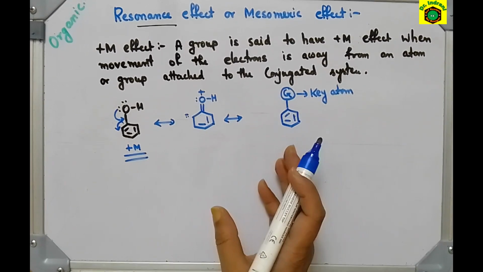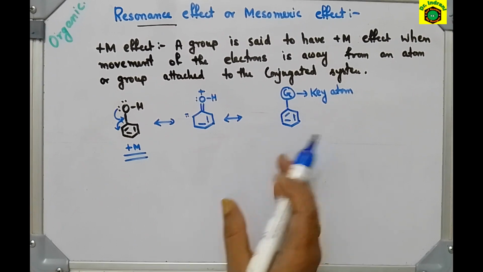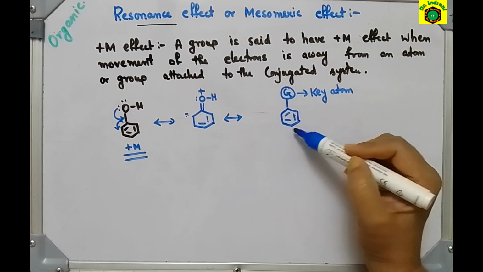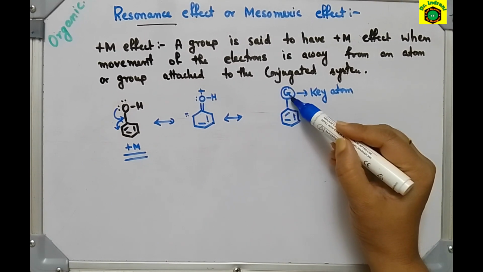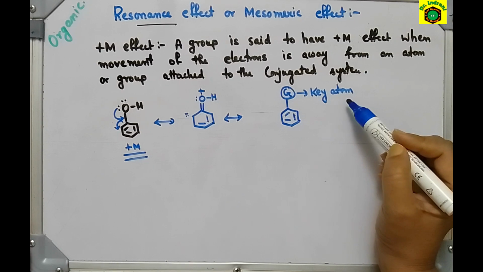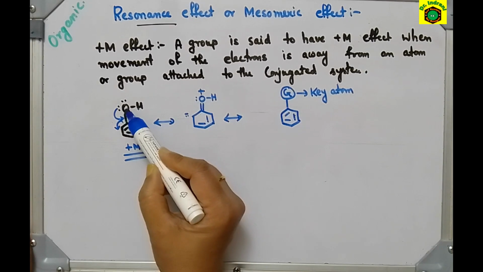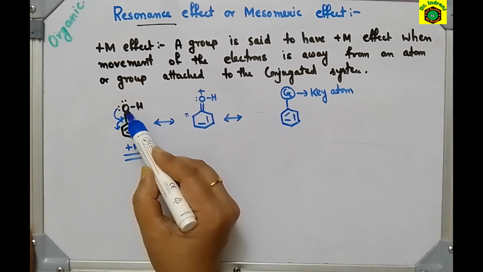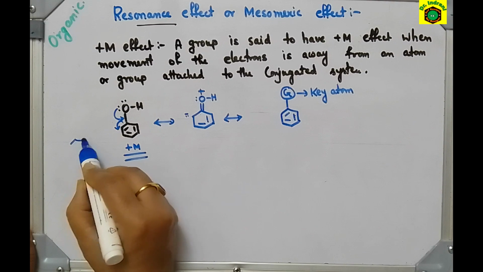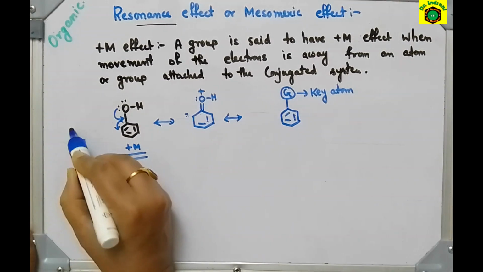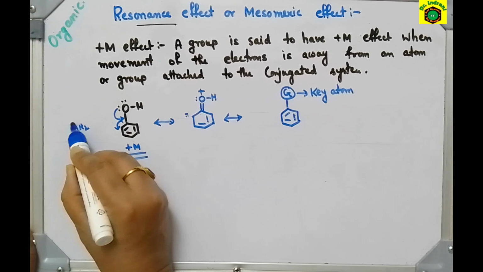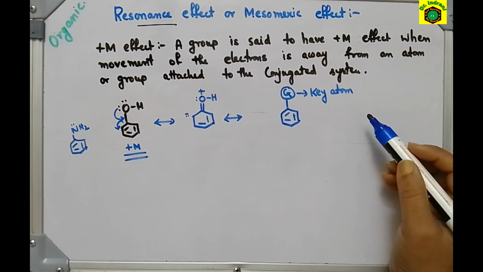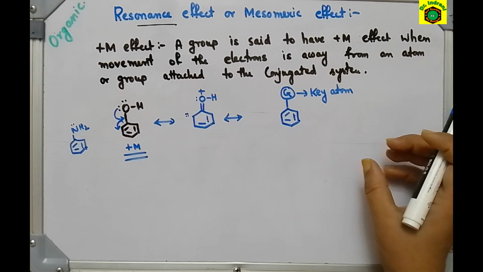Now see how we will understand which atoms or groups have plus M effect. With this conjugated system, the atom which is directly attached is called the key atom. Here the key atom is oxygen because this oxygen is directly attached with the conjugated system. For this molecule, aniline, the key atom is nitrogen. So if the key atom has a lone pair of electrons or negative charge, then it shows plus M effect.